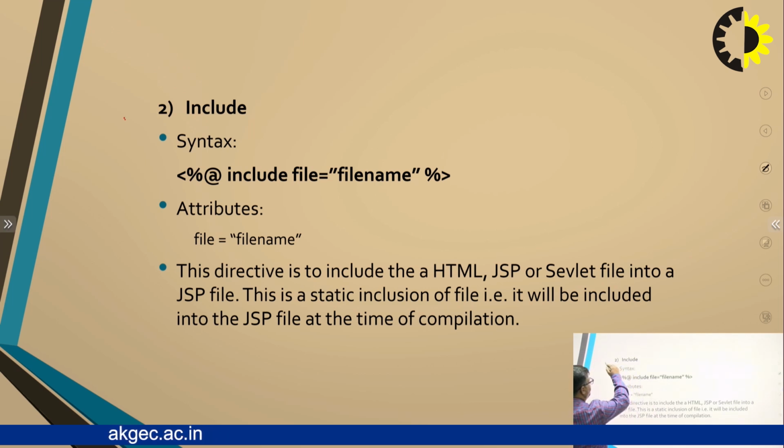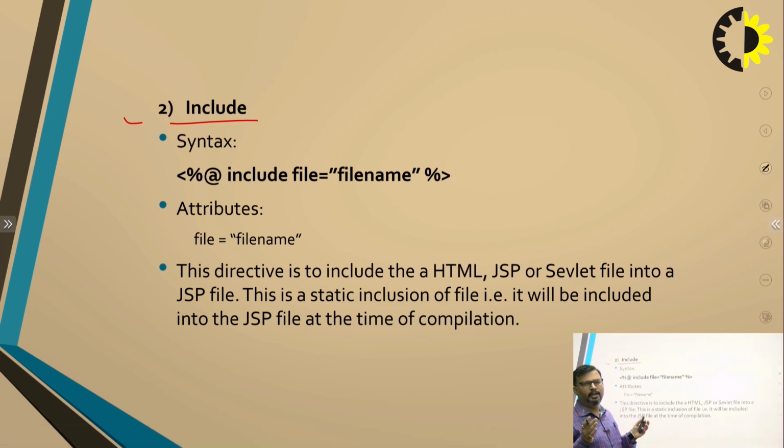So, now we will discuss the include directive. What is the include? This directive includes an HTML, JSP, or servlet file into the JSP file. This is the static inclusion of the file. It will be included into the JSP file at the time of compilation. Okay. So, here we will use the syntax <%@ include file="file name" %> with double quotes. The attribute is the file name, which will exist within double quotes. Okay.